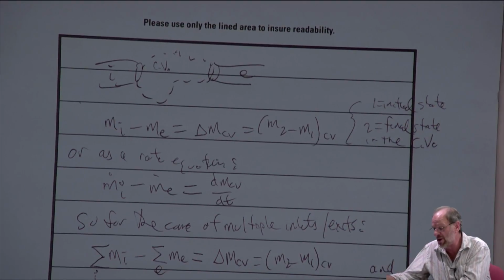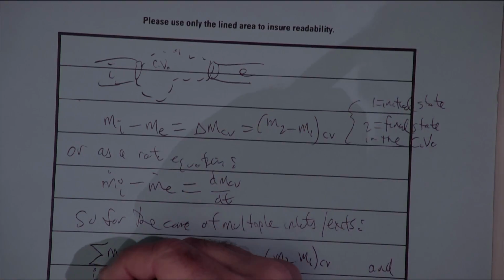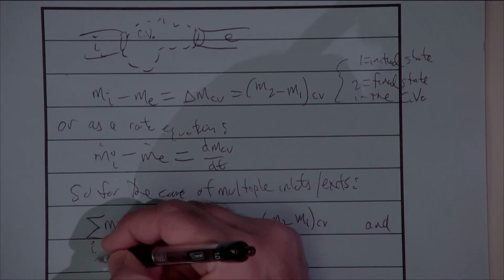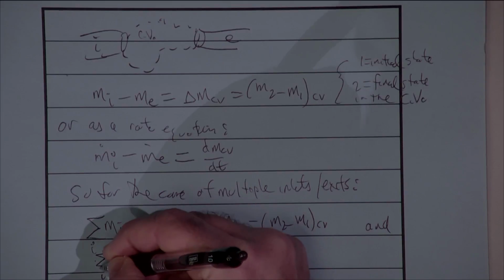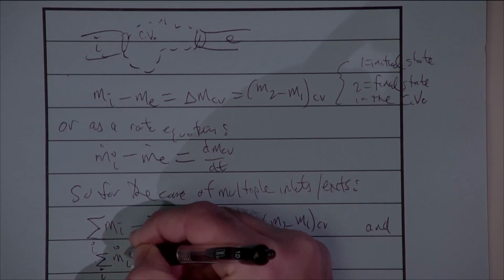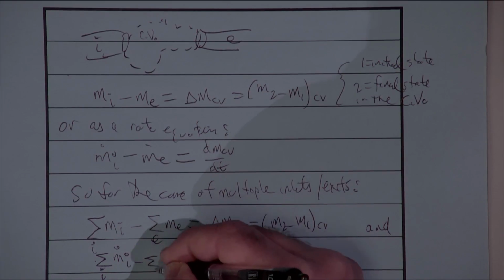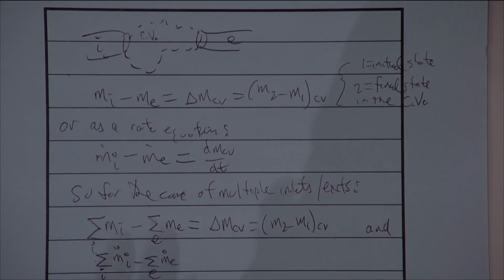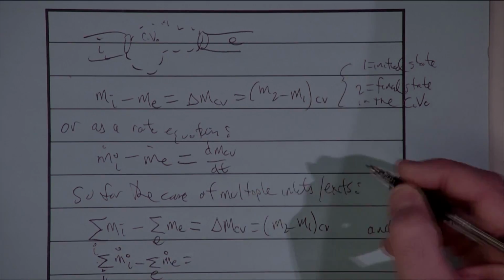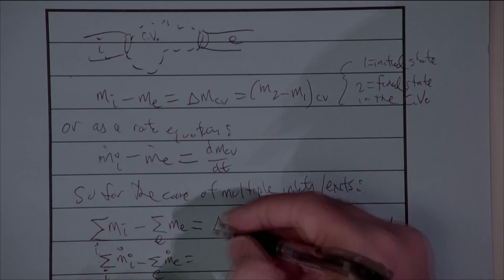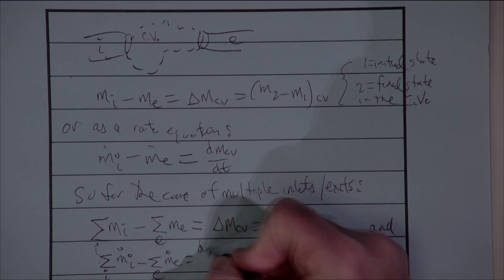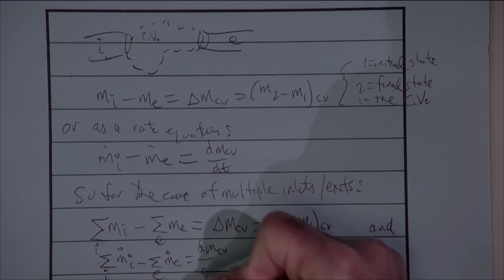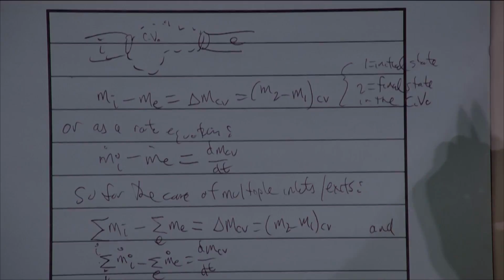And if we want to use the rate equation, we would note that the sum over all inlets of the mass flow rate at the inlet minus the sum over all exits of the mass flow rate at each of those exits, well, still there's only one control volume, so this is still just going to equal the change in the control volume mass with respect to time.